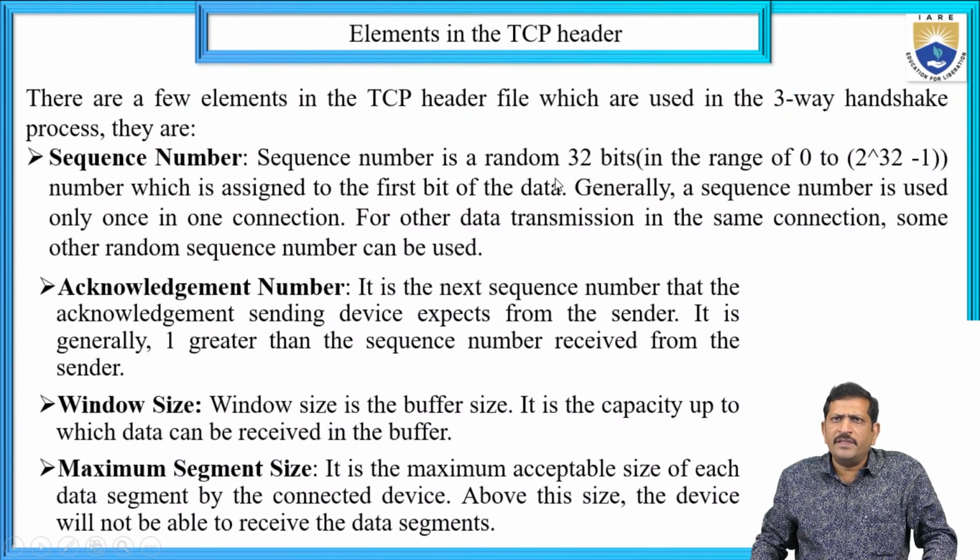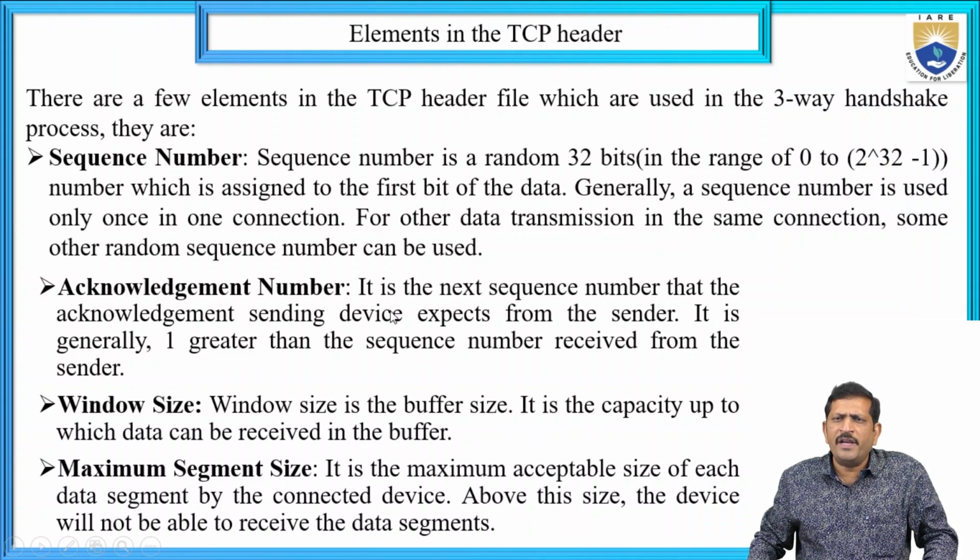The sequence number is a random 32-bit number, in the range of 0 to 2 to the power of 32 minus 1. This number is assigned to the first byte of the data. Generally, a sequence number is used only once when a connection is established. For other data transmissions in the same connection, some other random sequence numbers can be used.